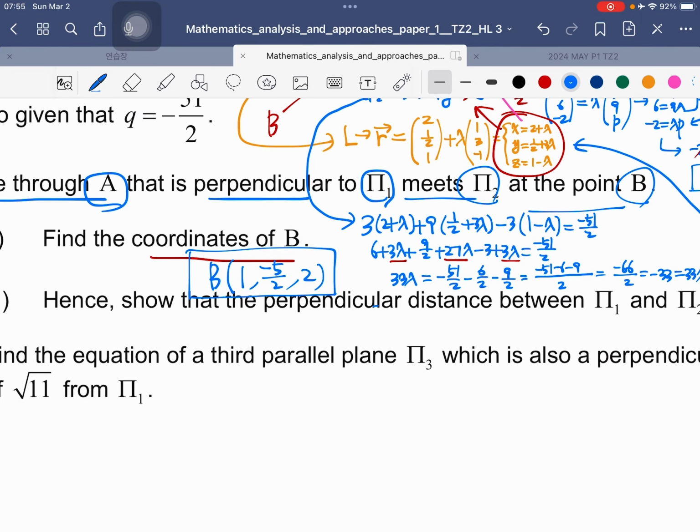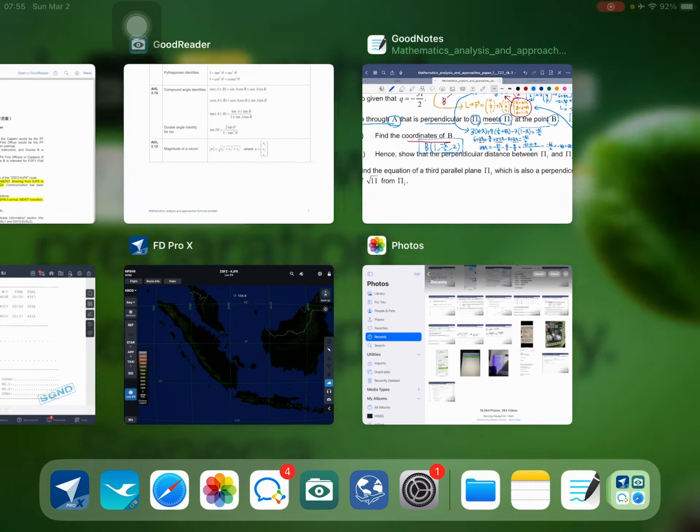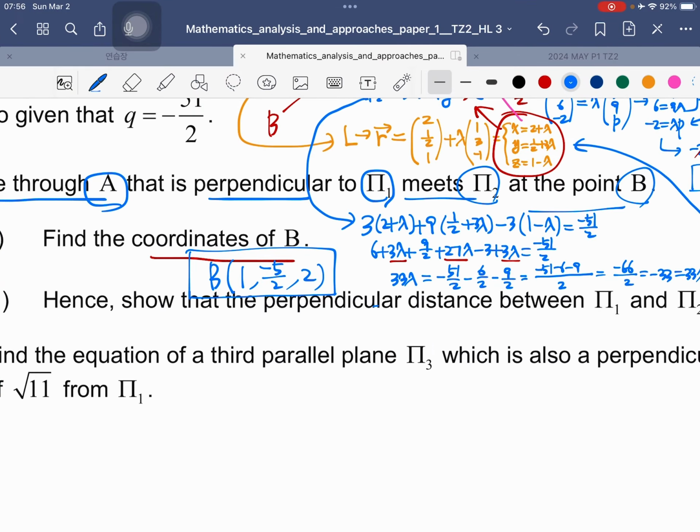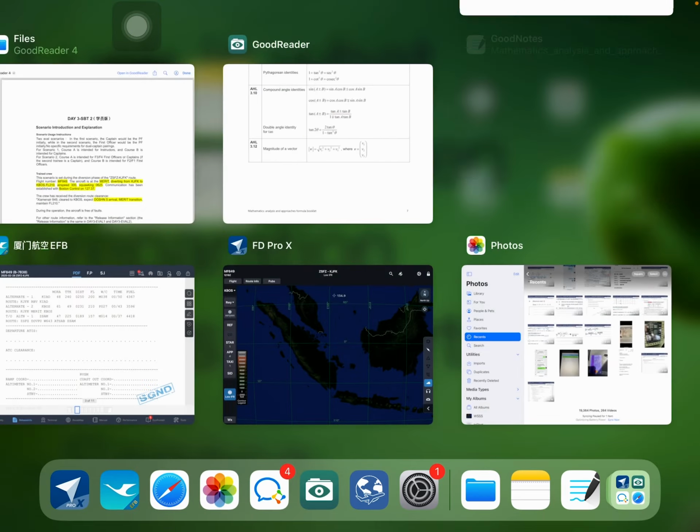What the hell is this? The screen isn't responding, so I'll restart it.